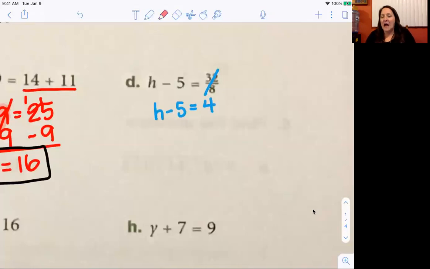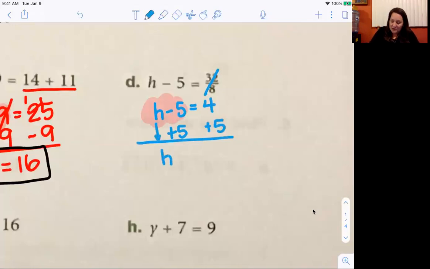Now, we have a minus next to our variable. We have our variable minus a 5. What's the opposite of subtracting 5? Adding 5. Good. So what we're going to do is add 5 to both sides of the equation to make our variable isolated. We're going to bring down our h. Minus 5 and plus 5 cancel each other out, and we get h equals, what's 4 plus 5?